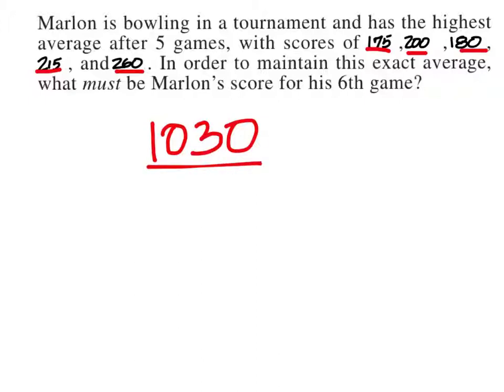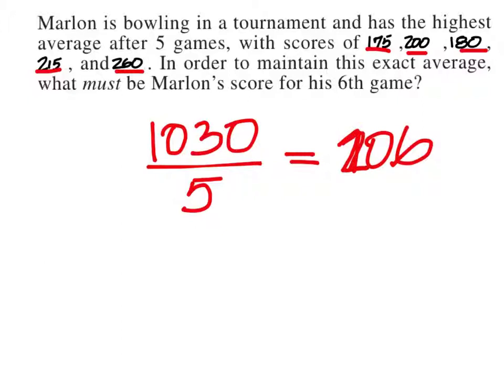But what do we do with it now? Divide it by 5. Yes. So how many times does 5 go into 1030? 206. All right, 206. So his average is 206. In order to maintain this exact average, what must Marlon's score be for his 6th game? 206. That's the answer.